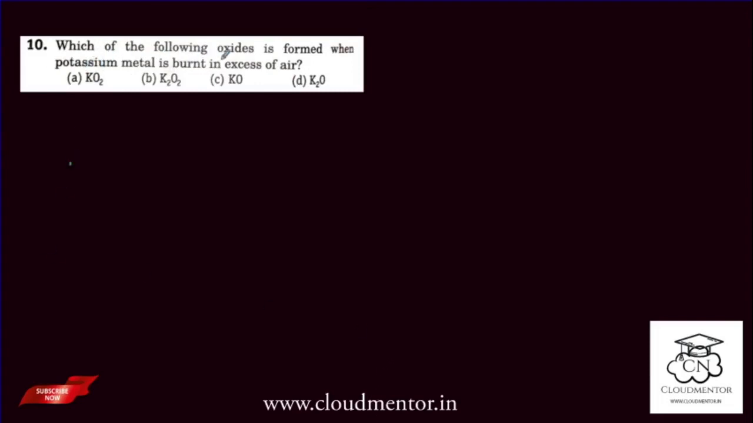Which of the following oxides is formed when potassium metal is burned in excess of air? In excess of air, this is the one we get when potassium is burnt. So option A is the right answer.